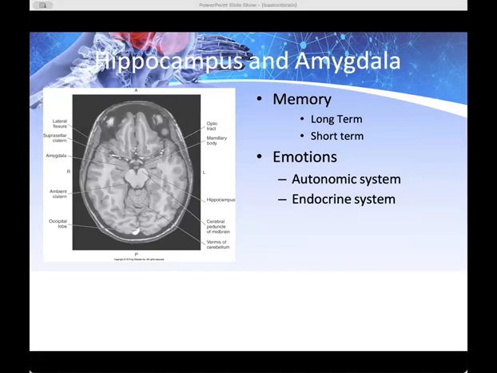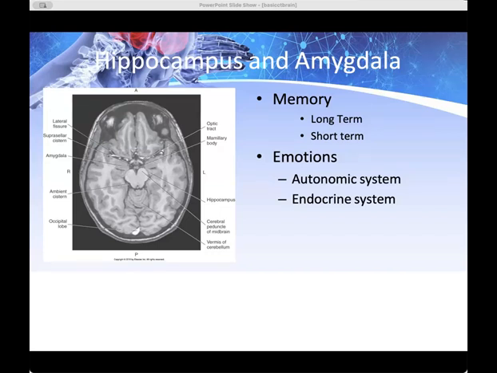Hippocampus and amygdala. Here we have an axial T1 weighted MRI of the hippocampus and amygdala. Contained within the parahippocampal gyrus are the hippocampus and amygdala, prominent structures involved with memory and emotion.